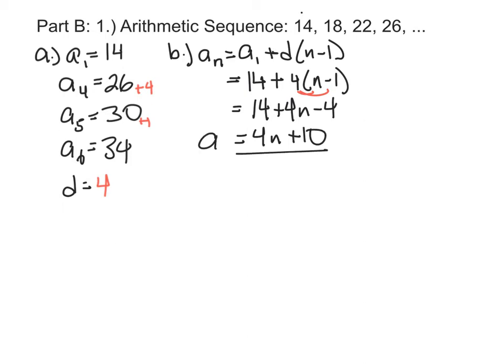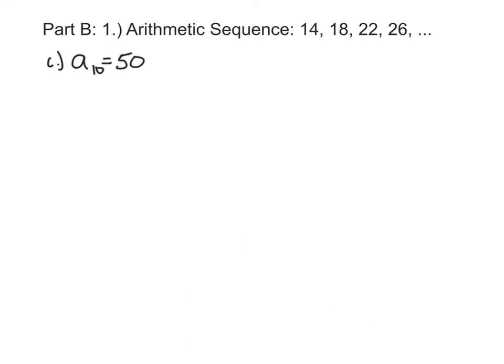Now that we know that an is 4n plus 10, finding a sub 10 is fairly easy to do. All we have to do is take out that n and plug in 10 instead. So 4 times 10 plus 10, that's 50.